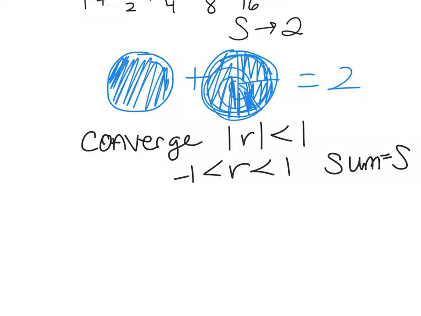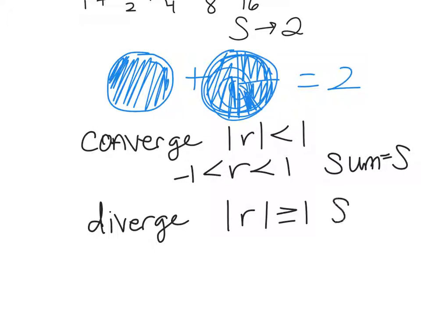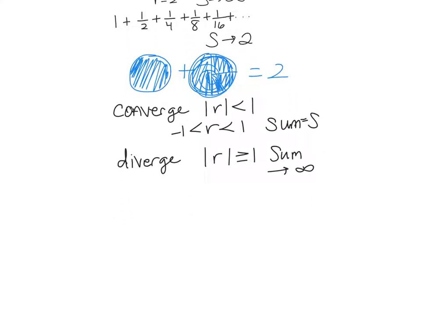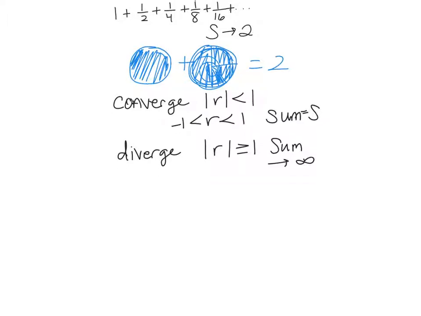Then there's going to be the opposite of converge. You know what the opposite of converge is? Starts with a D. Diverge. Divergent. All right, so you diverge when the absolute value of r is greater than or equal to 1. So if it was 2 or 20 or whatever, big numbers, then the sum is going to go off to infinity. There's no limit. So let's look at this. All you have to do is look at r.